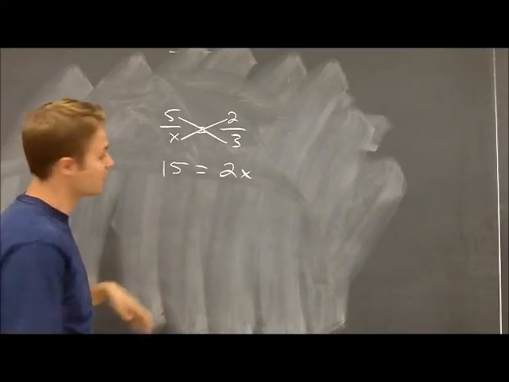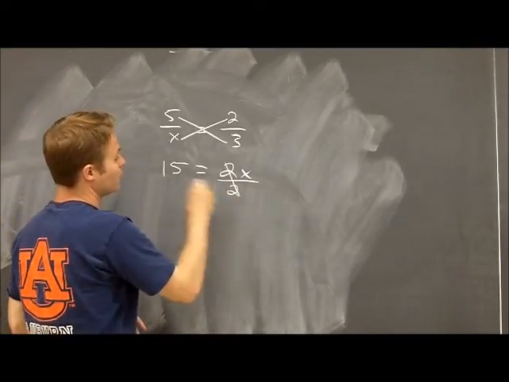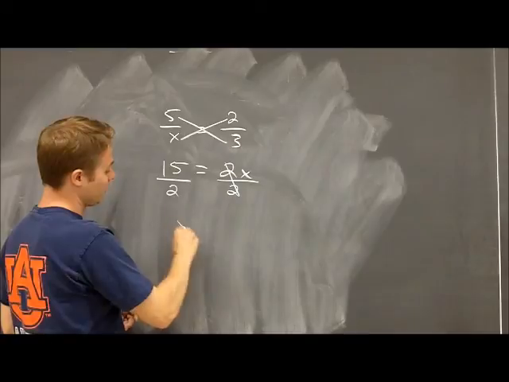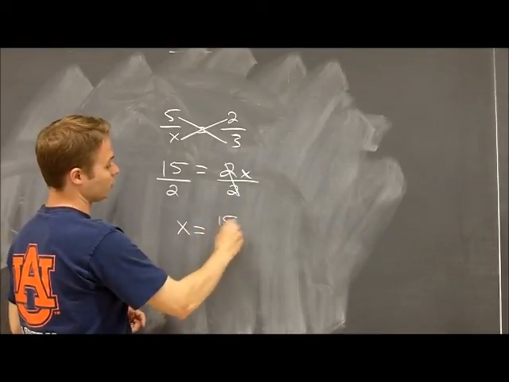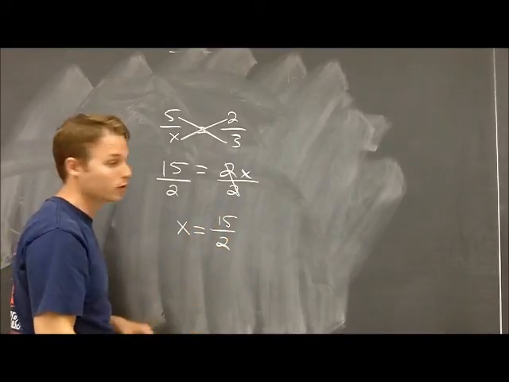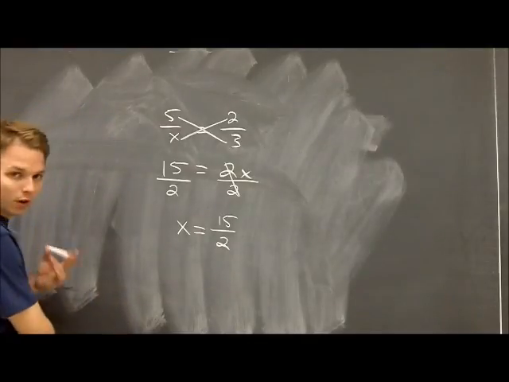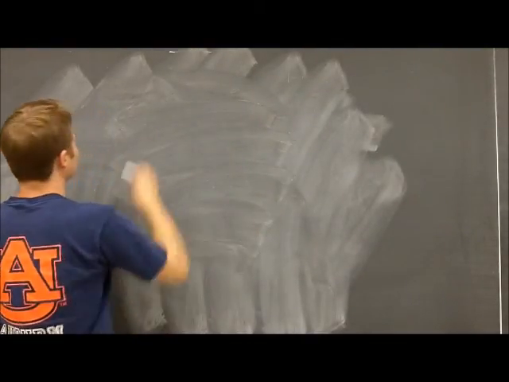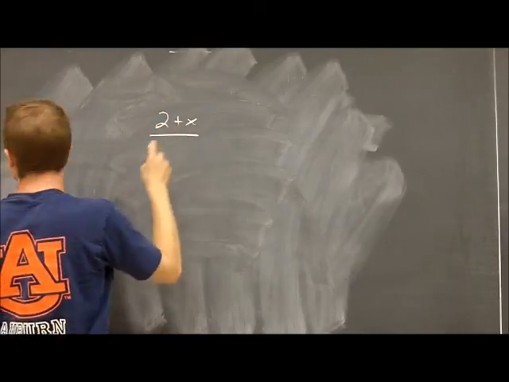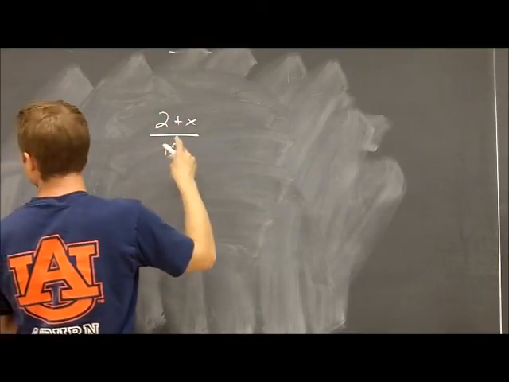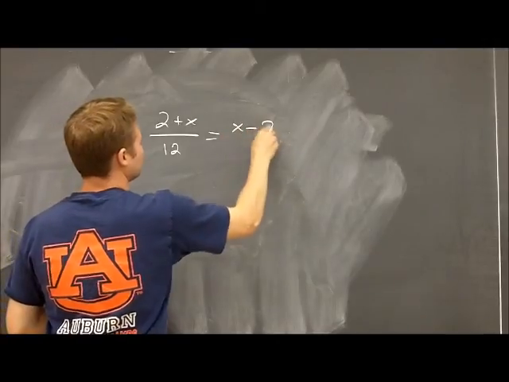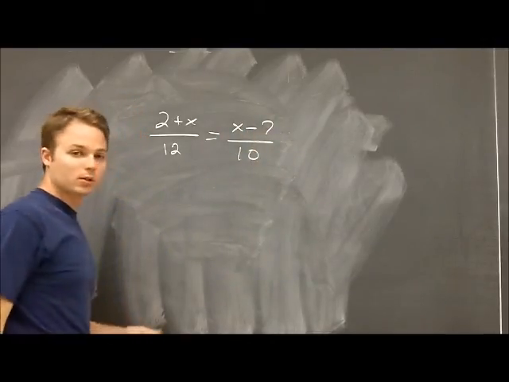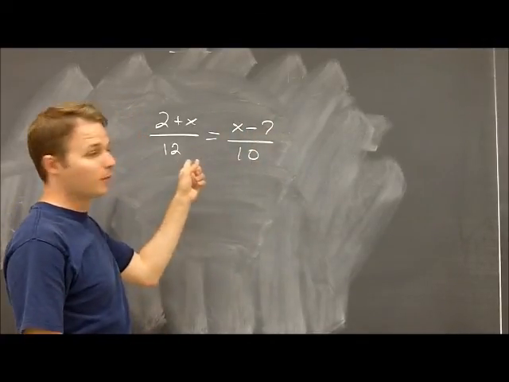And then from here we know how to solve this. We can just divide both sides by 2, and I'll get that x is equal to 15 over 2. So let's try a little more complicated one. Alright, so again, we have the same kind of format.